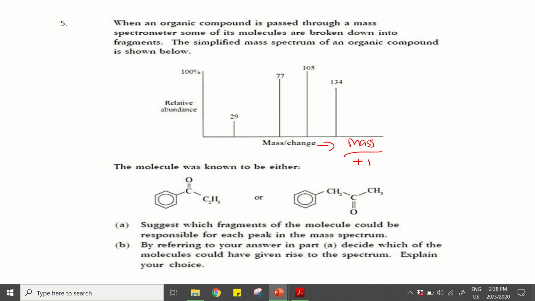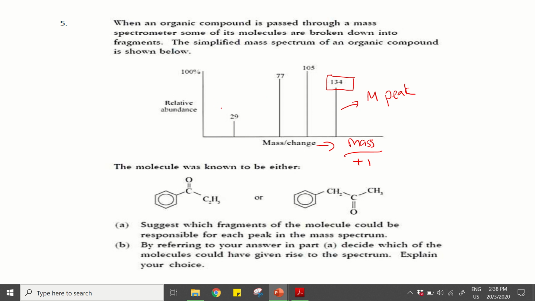So they both have the same mass, which is 134. Remember, this is the one with the highest mass to charge ratio. This is the M peak, meaning the whole molecule. So both have 134 as a molar mass. Okay, and the rest, the smaller numbers here, are the fragments when the molecule is broken down. So let's look at A. Suggest which fragments of the molecule could be responsible for each peak in the mass spectrum.